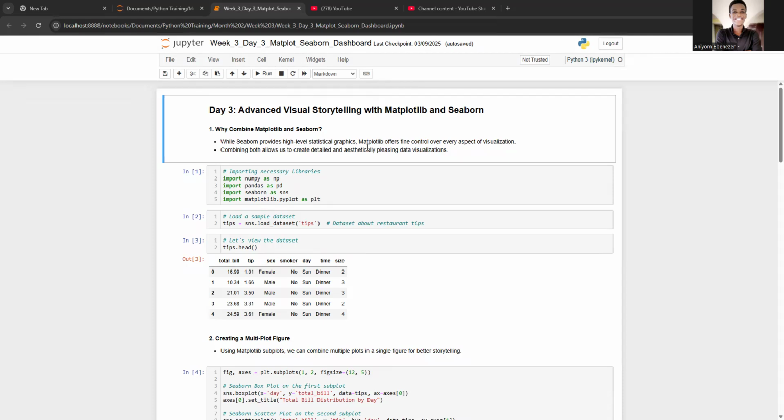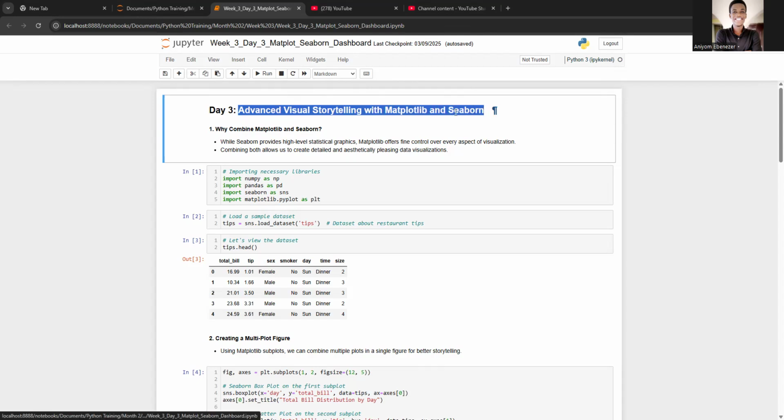Good morning. So today is the last day for the second week, day three. All through this week we've been looking at an introduction to Matplotlib and Seaborn. So today we want to have a collaboration of Matplotlib and Seaborn. So I titled this talk Advanced Visual Storytelling with Matplotlib and Seaborn, right?